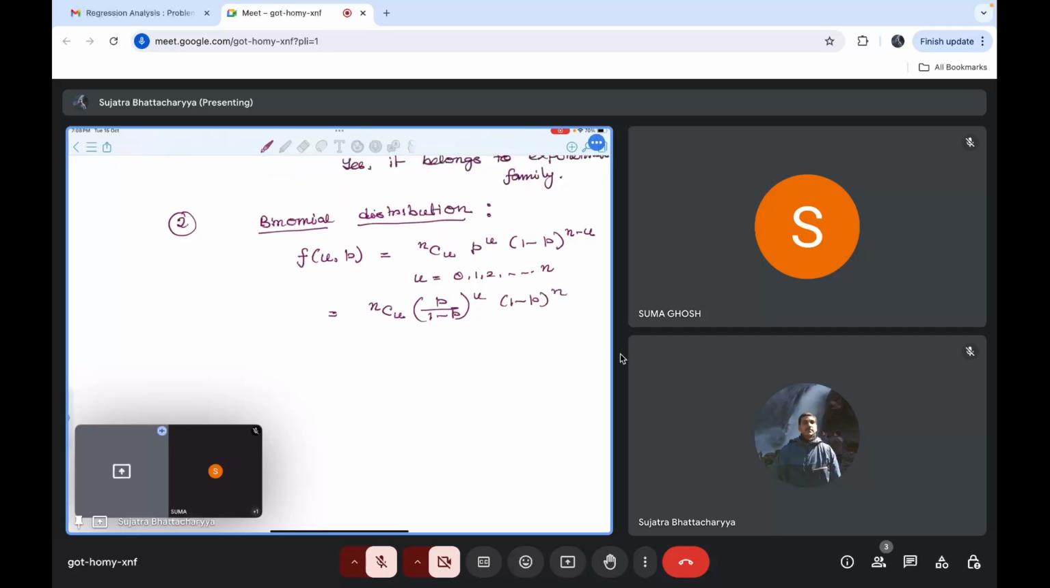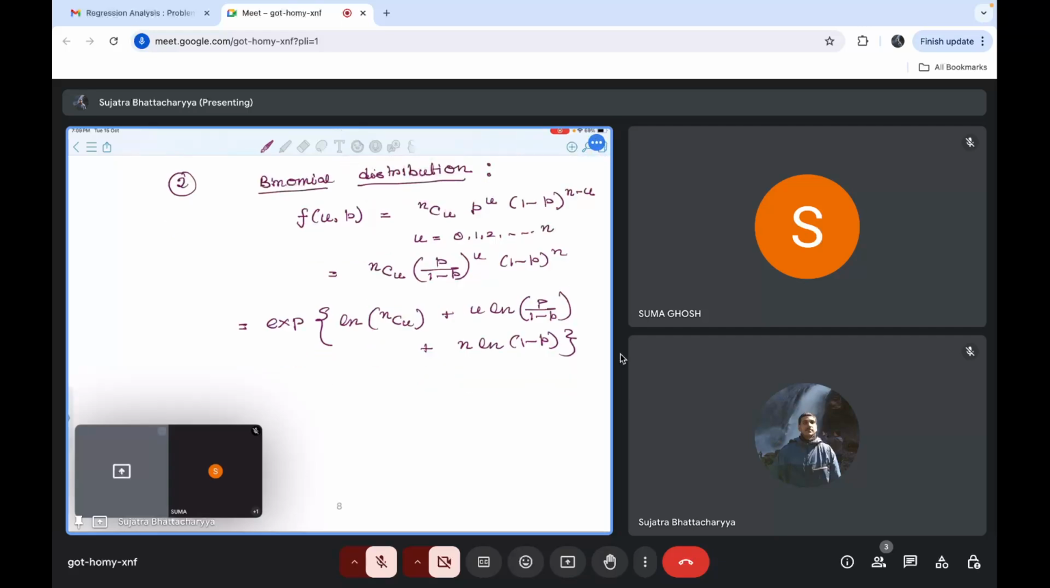Now the major thing is that we have to accommodate it in the exponential term. So can we write it? Yes. The first term can be written as log of nCu, the second term u log of p upon 1 minus p, plus n log of 1 minus p. These are the terms which will be there.